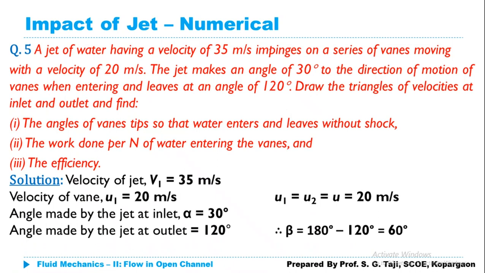Now what we are getting here, beta is less than 90 degree. That means we are going to make use of that equation where we use the positive sign, VW1 plus VW2, while calculating the work done per second or force exerted by the jet on the series of plates. Now what they have asked to calculate: angle of vanes at the inlet and at the outlet tip, that is theta and phi. Again, work done per second per Newton of the water entering the vanes. So here we are going to use the equation of the work done per second per unit weight of the water, and the last thing they have asked to calculate is efficiency.